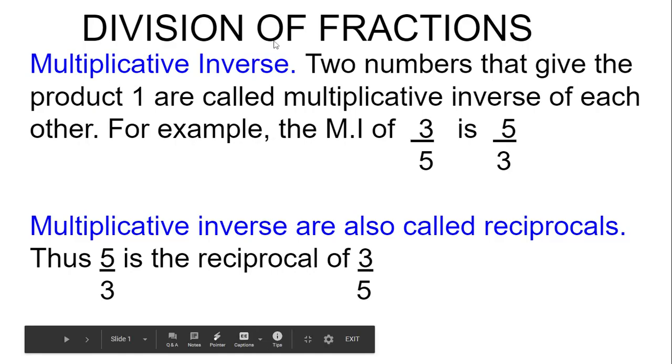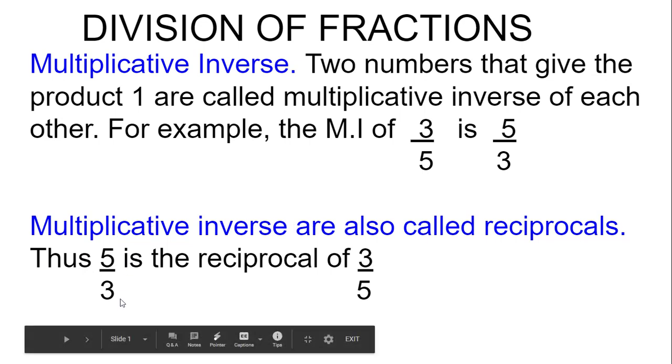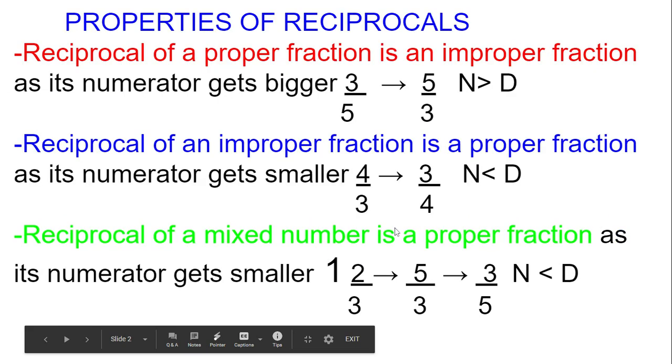Division of fractions. Let's start with multiplicative inverse. Two numbers that give the product 1 are called multiplicative inverse of each other. For example, the multiplicative inverse of 3 upon 5 is 5 upon 3. Multiplicative inverses are also called reciprocals. Thus, 5 upon 3 is the reciprocal of 3 upon 5.